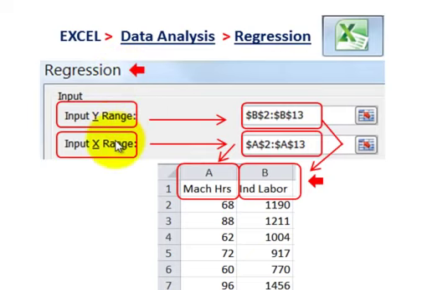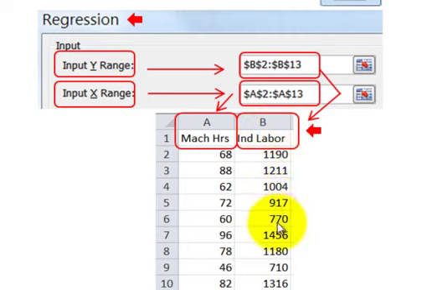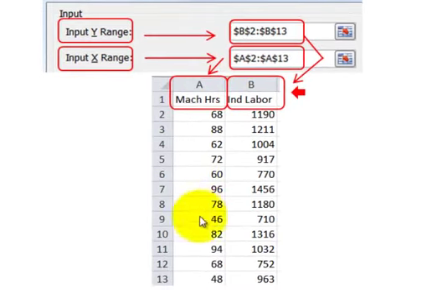You've got two different inputs in this case. The input Y range, and that would be our indirect labor. I'm showing that here. That would be the B column, B column 2 through 13. And then the input X range, that is our machine hours, and that you'd put in column A, row 2 through 13.